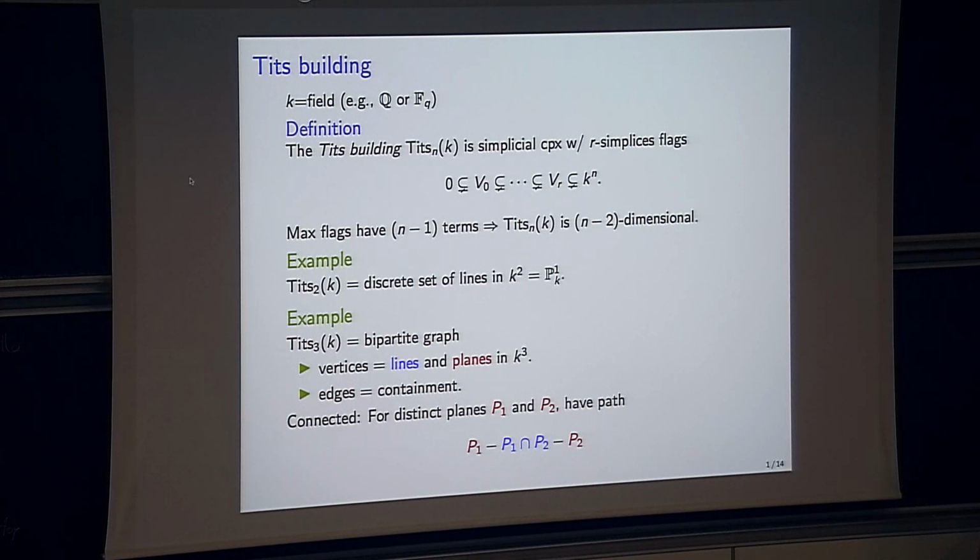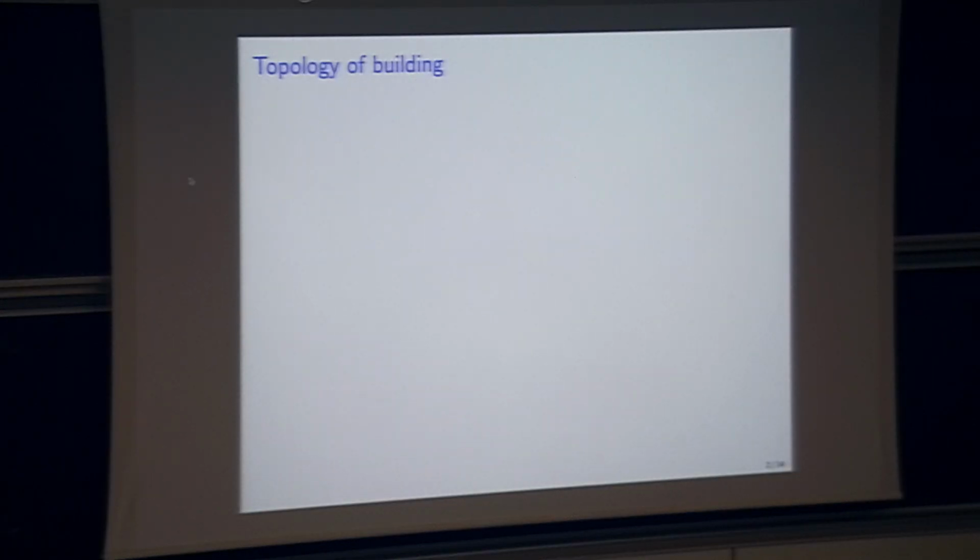If you're in Tits sub n, you need to be able to connect two n-1 dimensional subspaces. If they're different, their intersection is some non-trivial subspace, and so you just go from one to the intersection and back up. So this is always some connected simplicial complex. Okay, so that's that. And now what is the topology of this?